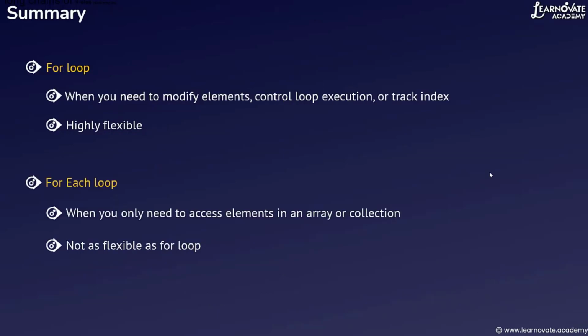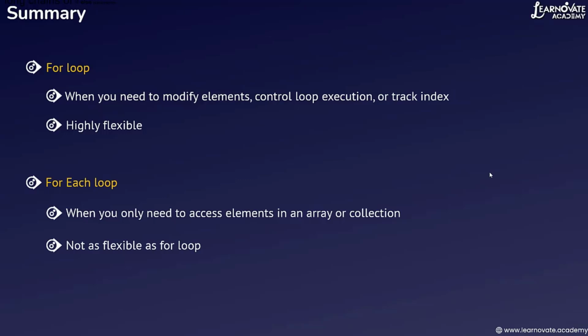So in this lecture we have learnt what for loop and for each loop are. When you need to modify elements, control loop execution or track index, we go for a for loop, and it is highly flexible. And when you only need to access elements in an array or a collection, we go for a for each loop, and it is not that highly flexible.